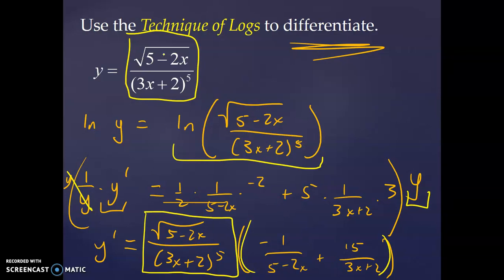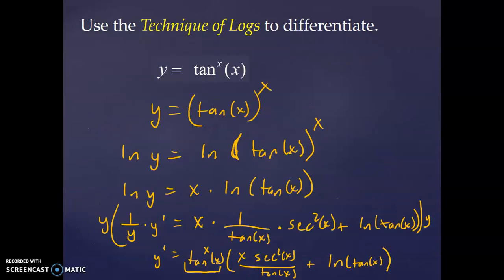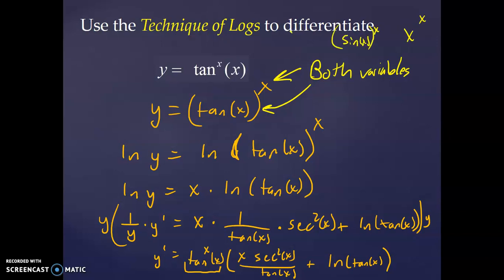Again, you could use the quotient rule with the power rule and the chain rule, but it would get really ugly. A problem like this, tangent of x to the power of x, you have to use the technique of logs. So if you see an exponential where the base and the exponent are both variables, that's when you know you have to use the technique of logs. So if you have x to the power of x, or sine of x to the power of x, or x to the power of cosecant of x, so if the base and the exponent both have a variable in it, that's when you're going to have to use technique of logs.